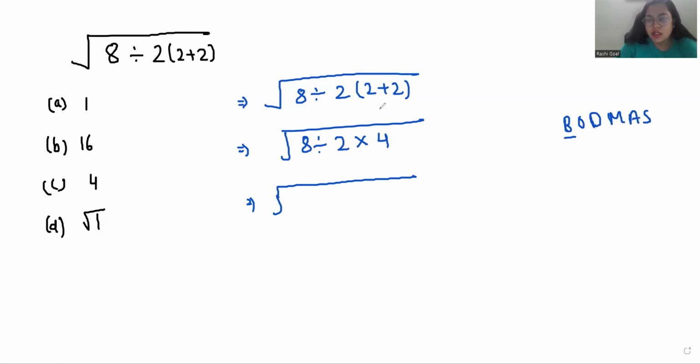B means brackets, that we already solved. Now we have two signs, division and multiplication. So first we do the division. So 8 divided by 2 is 4, times 4, that is 16. And square root of 16 is 4. So our final answer is option number C, that is 4.